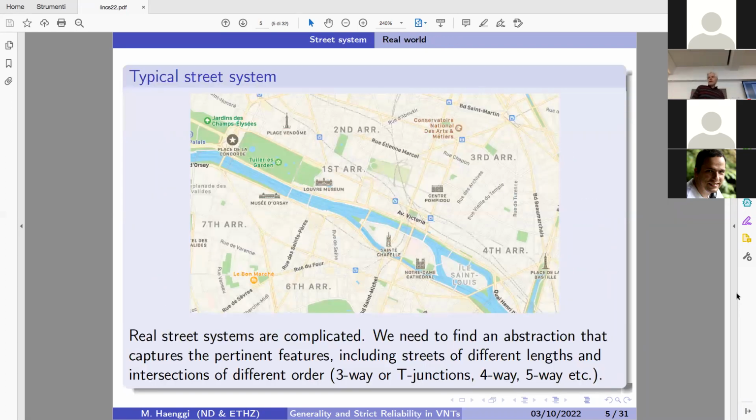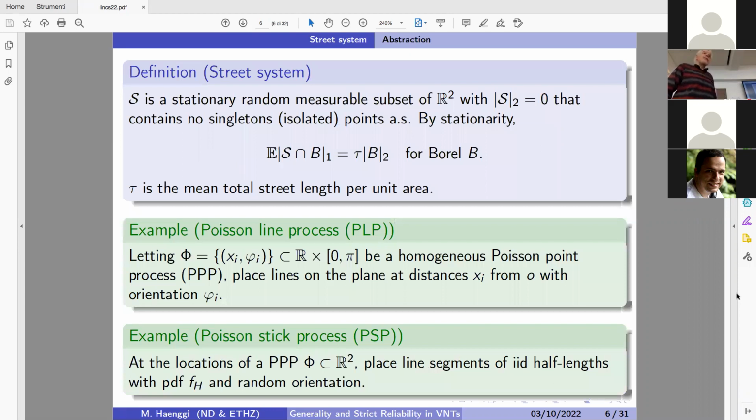So first we start with the street systems that vehicles might lie on. So this is a more or less typical set of streets. And we realize it's very complicated. So we have short streets, long streets, bend streets, and we have intersections of different levels, T-junctions, four-way intersections, and so on. And of course, if we want to do anything mathematically, we need to find a mathematical abstraction that allows us to do theory and analysis.